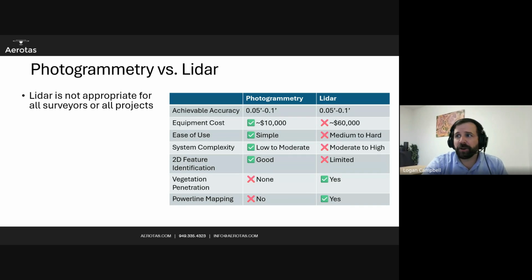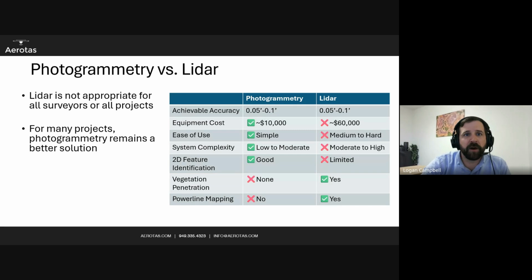Because of this, LiDAR is just not appropriate for all surveyors and all projects. And that's okay. If 98% of your projects can be done with photogrammetry, it makes a lot more sense to have a $10,000 drone that you can fly anywhere because they're small, they're easy to use, they fit in a briefcase, they're just less intimidating, rather than to buy an expensive LiDAR one. For many projects, photogrammetry is not only cheaper, it is better.